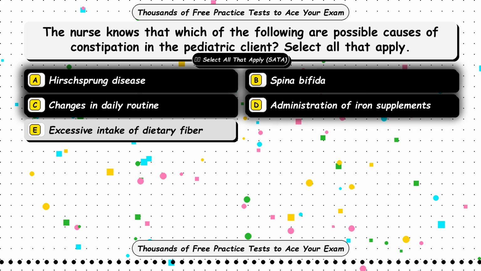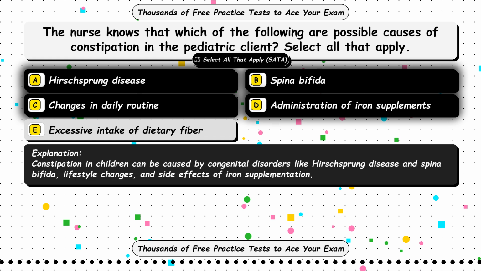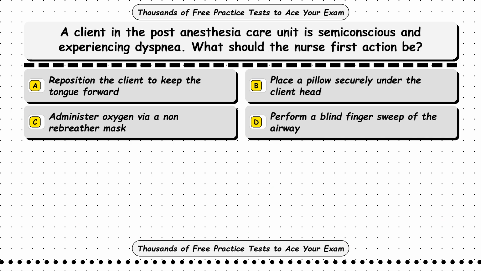The correct answers are options A and B and C and D. Hirschsprung disease, spina bifida, changes in daily routine, administration of iron supplements. Constipation in children can be caused by congenital disorders like Hirschsprung disease and spina bifida, lifestyle changes, and side effects of iron supplementation. Question 81.